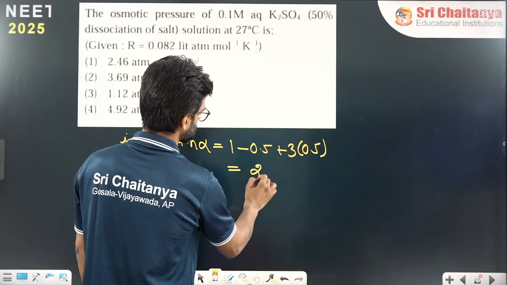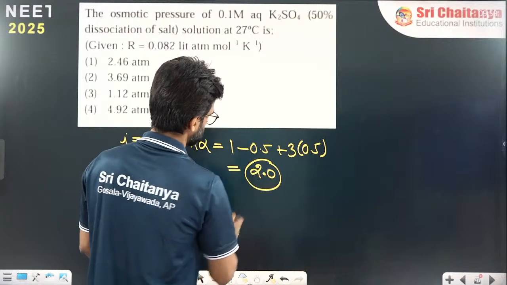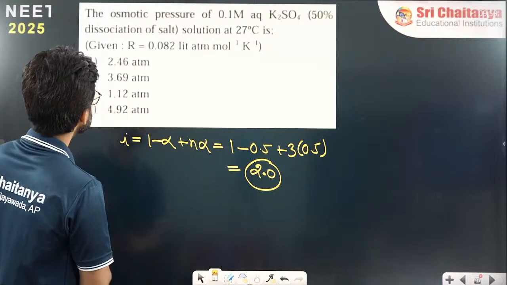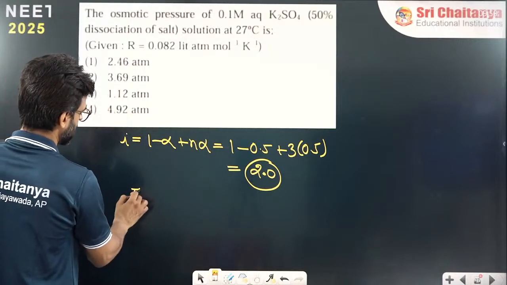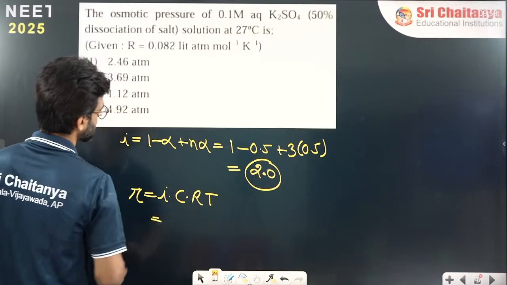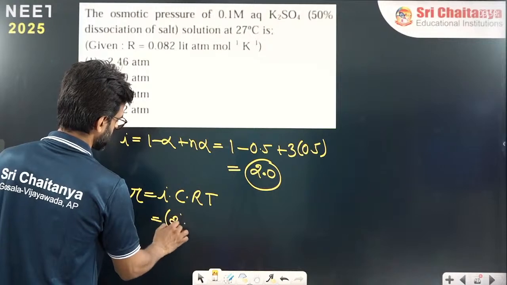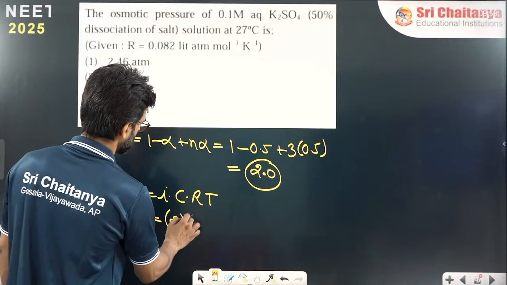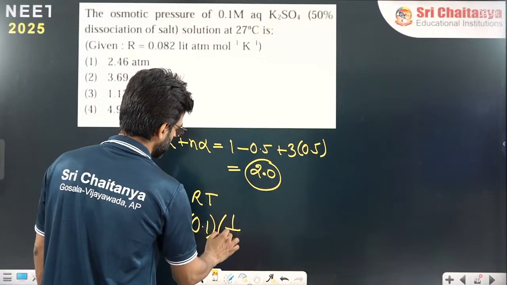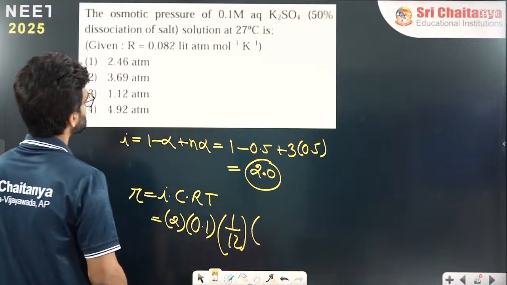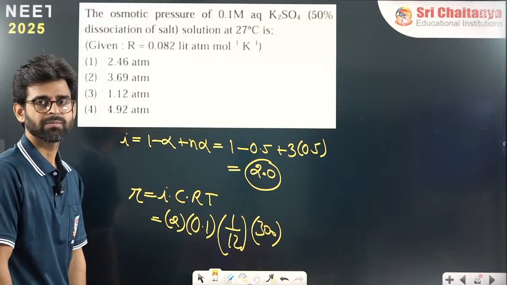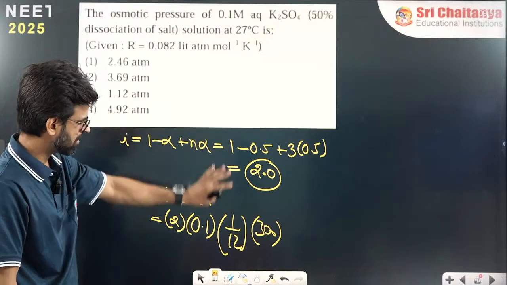So the i value is coming 2 if you solve from here: 1 minus 0.5, 3 into 0.5, so how much is coming? 2 is coming, right? Now we have to find the osmotic pressure. Pi equals iCRT. The i value is how much? 2. What is the C value now? The C value is 0.1, and the R value in atm, if I am using, I will use almost 1 by 12. And the T value, how much? It is 300 Kelvin, right? 27 degrees Celsius I will use in Kelvin, right?